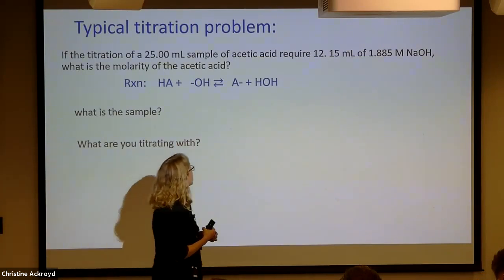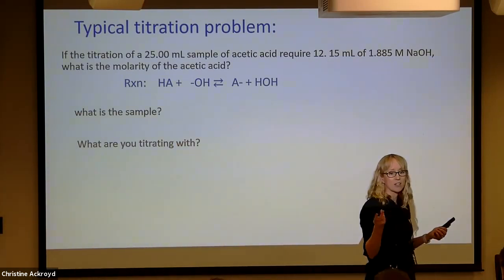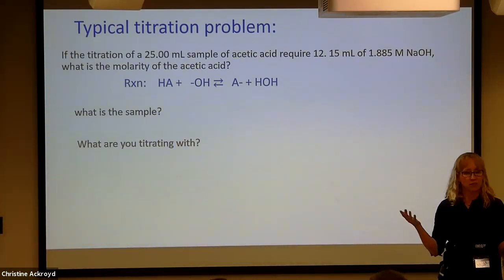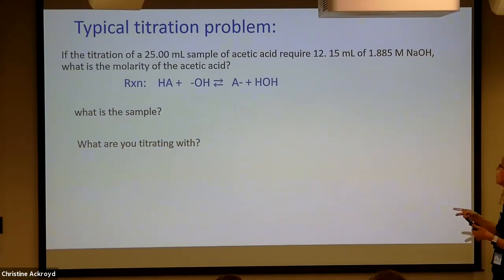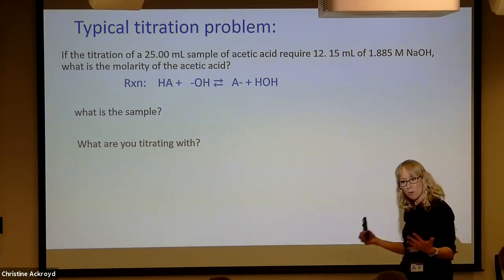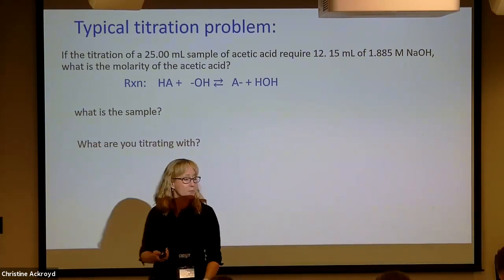Typical titration problem. You have 25 milliliters of acetic acid. Is that your sample, your analyte, or your titrant? That's your sample. It says sample, right? So that's what you don't know. And you're going to titrate it with a strong base, which is sodium hydroxide. They tell you that when they did the titration, it took 12.15 milliliters of a certain concentration of sodium hydroxide. And they ask you, what was the concentration of the solution that you started with?